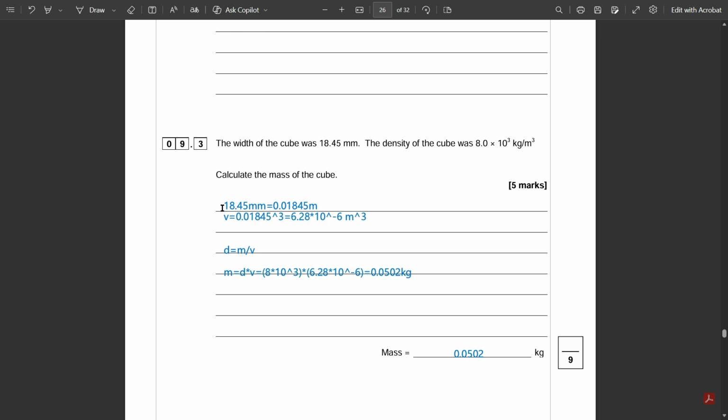So you convert millimeters cubed into meters, and then you just cube it in terms of meters to end up with 6.28 times 10 to the power of minus 6 meters cubed. And then you simply use the formula density equals mass over volume, rearrange it for mass. I don't know why I rearranged first instead of putting numbers in. Mass equals density times volume, and you just put all of that into your calculator and you get a final answer of 0.0502 kilograms.